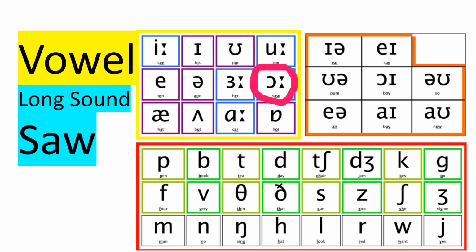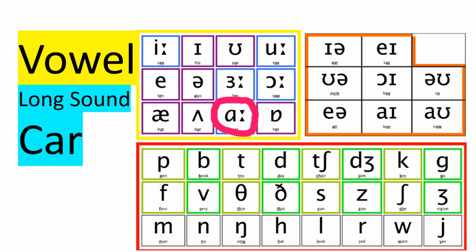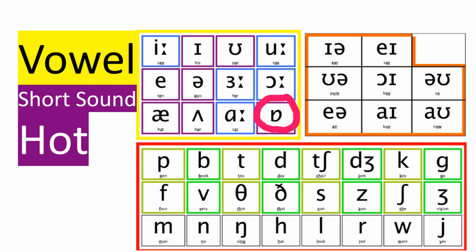O, long vowel sound, as in saw. A, short vowel sound, as in hat. U, short vowel sound, as in but. A, long vowel sound, as in car. O, short vowel sound, as in hot.